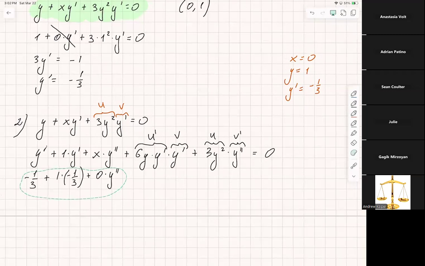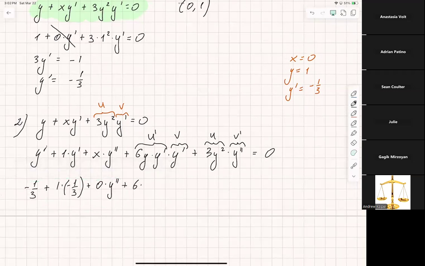Let me put that a bit down here. Now plus 6 times y, which is 1, times y prime, which is -1/3, times another y prime, so it's -1/3 squared, right? Plus 3 times y squared, that's 1 squared, times y double prime equals 0. Okay, so this one is gone.